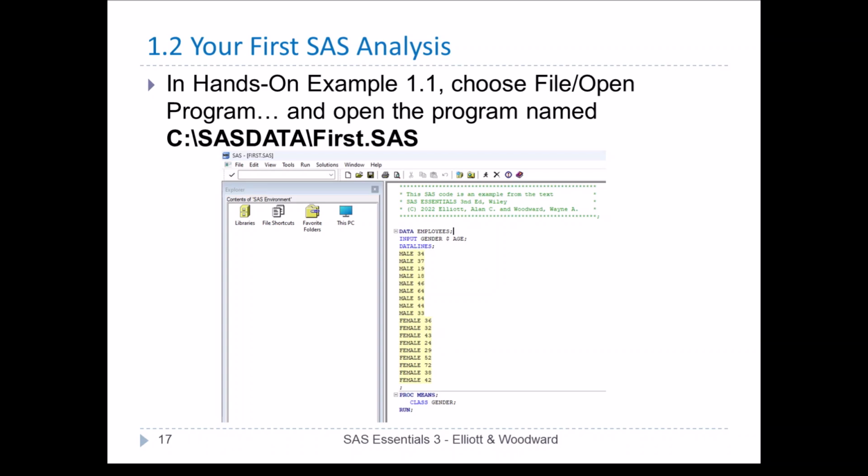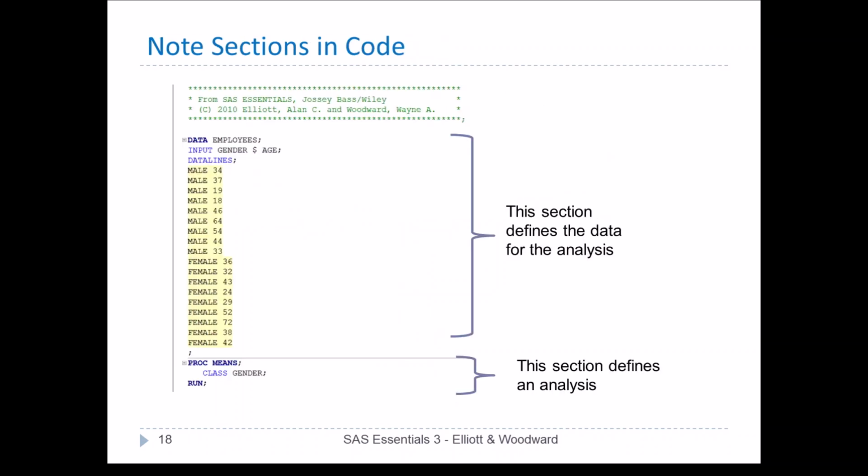First of all, make sure you're in the SAS editor by clicking on the tab. Then go to the File menu and choose File, Open Program, and drill down to the SAS data folder on your computer, and then find the file called first.sas and open it. When you open it, this is what you're going to see, this program that we're viewing here. Now let's take a closer look at this program. First of all, there's 2 parts to it. The first part is defining a simple data set, and the second part is creating some output.